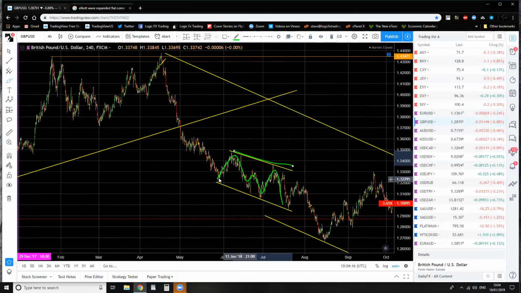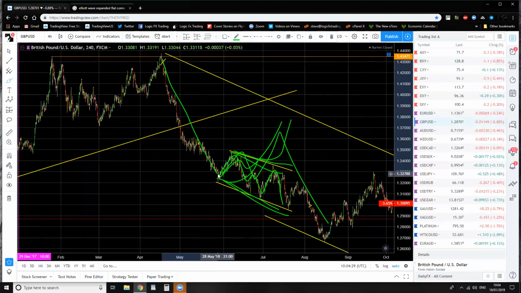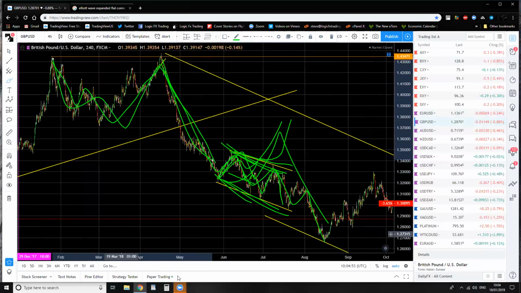That's a running flat. So instead of getting a normal pullback, a zigzag, or even a regular flat before it continued, we got a running flat, which shows you how weak the pound was at the time. It came down, running flat, continued on down. So there you have a running flat and a regular flat within a few months of one another, from February through to August. Remember, we're on a 4-hour time scale here. Running flat, regular flat.